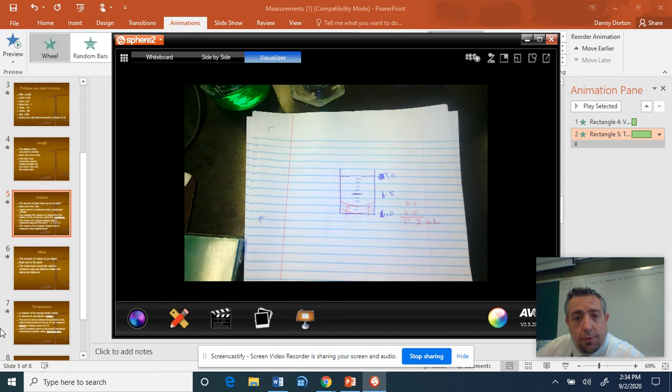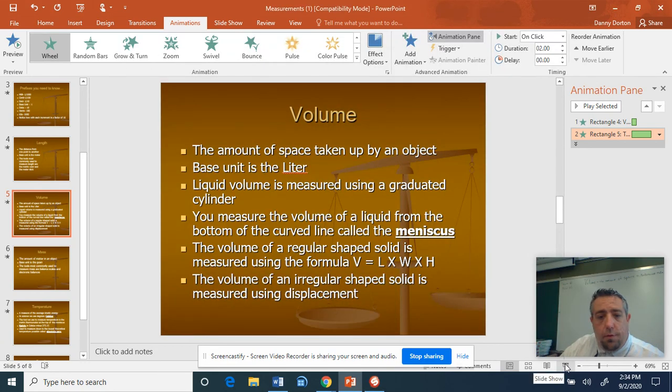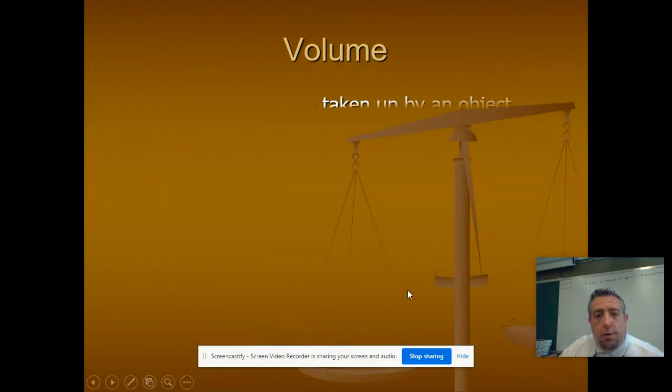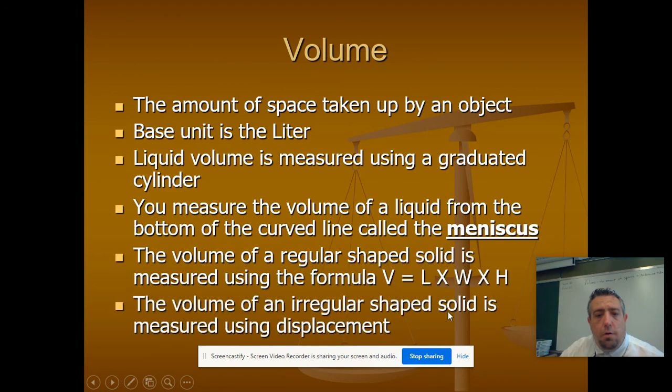All right, so we go back to your PowerPoint and your notes. You can see here that we went through all the way down through irregular shaped solid, and we use the method called displacement. So I just wanted to take today and try this out with you guys and see how it worked out.